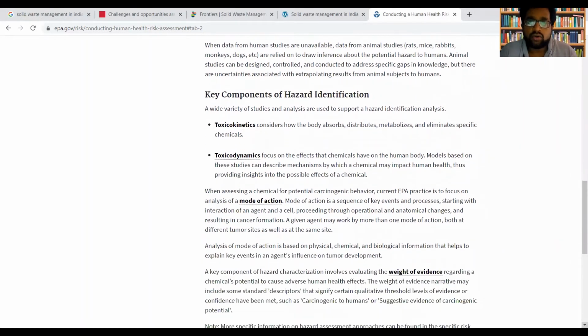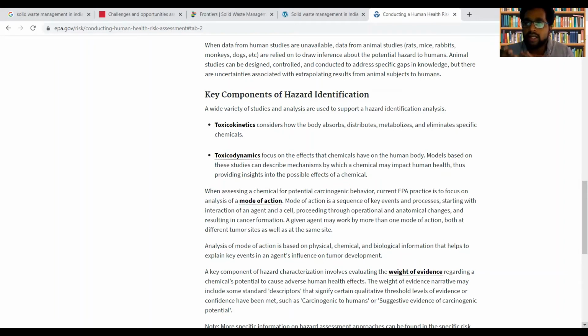Next one is toxicodynamics. What are the effects caused by the chemicals on the human body? Now, the models based on these studies can describe the mechanism by which a chemical may impact human health, thus providing insights into the possible effects of a chemical. Toxicokinetics does not deal with the effect caused by the particular toxic substance.